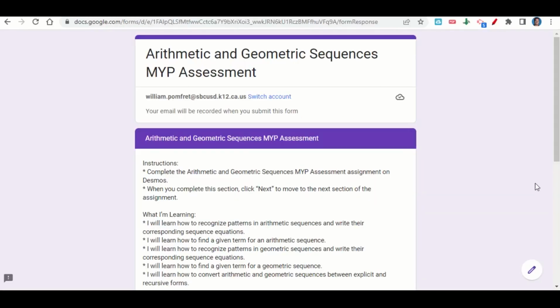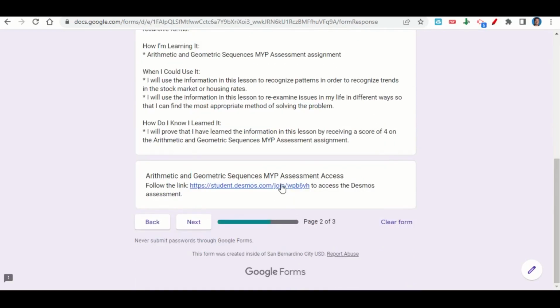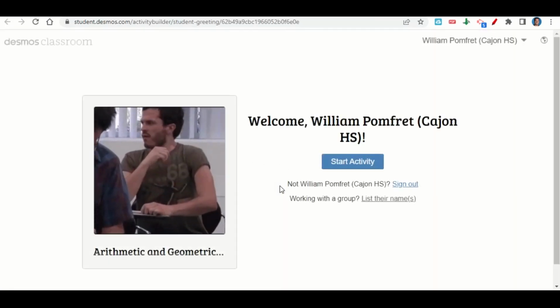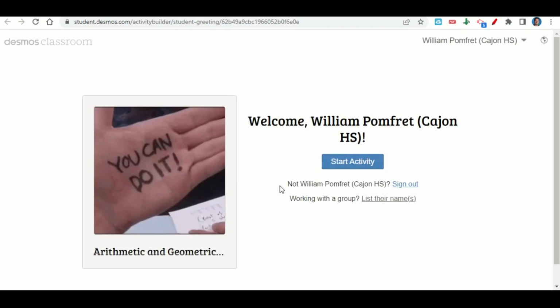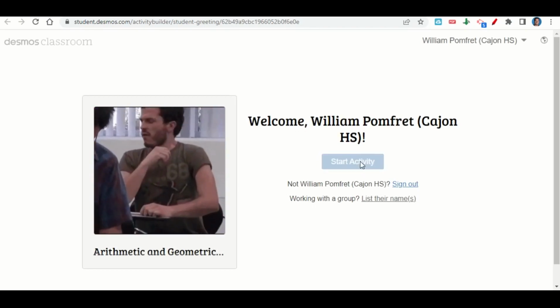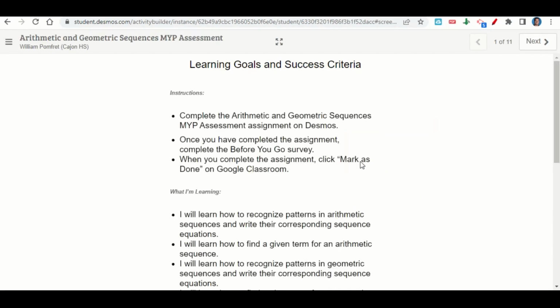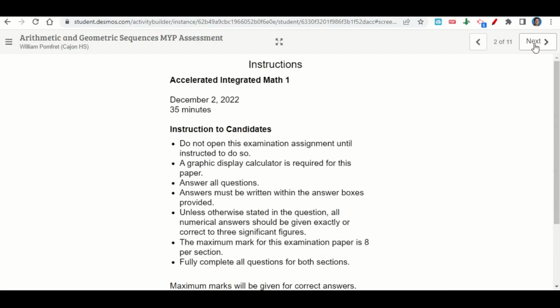Let's take a look now at the Arithmetic and Geometric Sequences MYP assessment assignment. The assignment begins with the learning goals and success criteria. If we scroll down, there's a link here to take you to the Desmos activity. Go ahead and click on that link, and it should take you to a page that looks like this. Go ahead and click Start the Activity. The activity begins with the learning goals and success criteria. We'll go ahead and click Next.